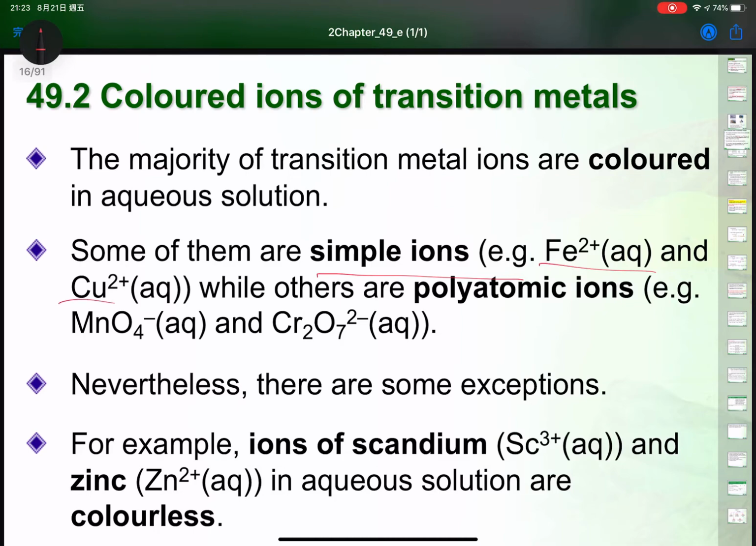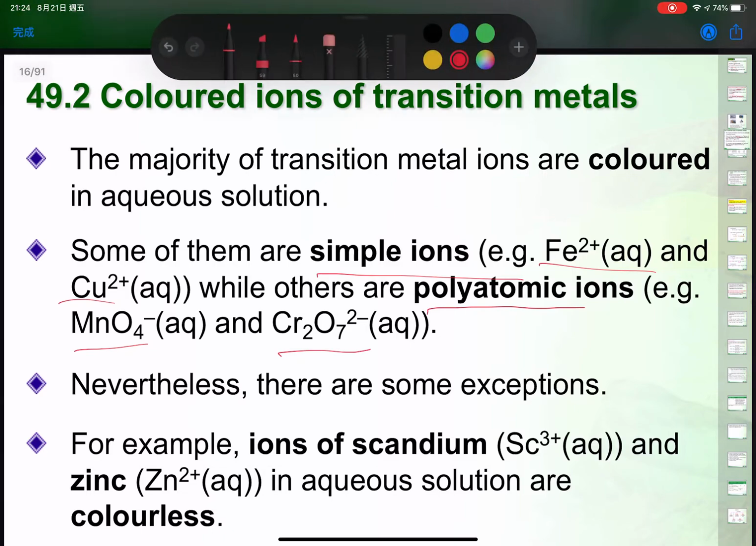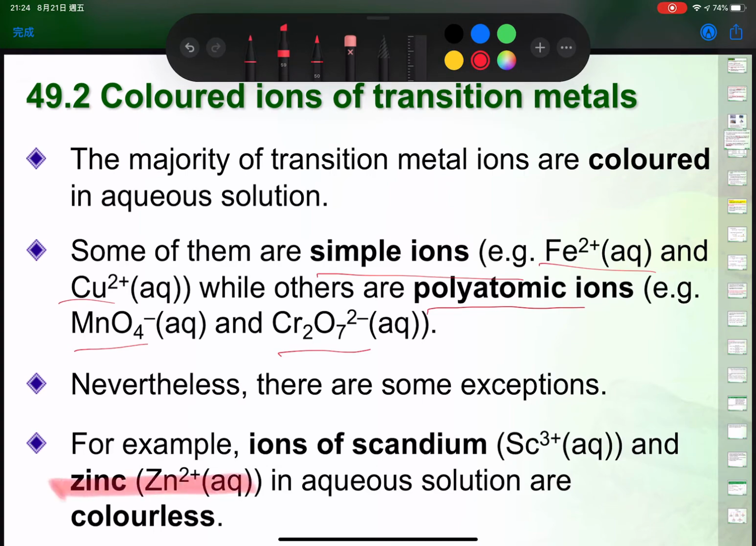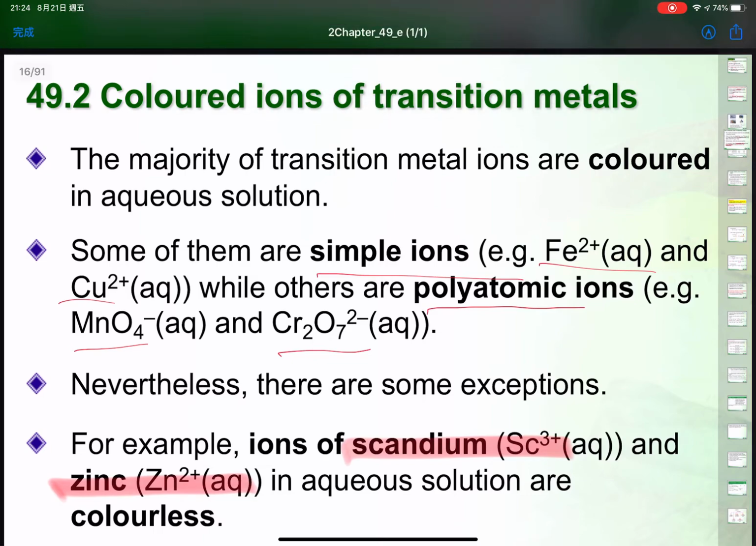We know iron 2 and copper 2, and then we have polyatomic ions. Polyatomic means more than one atom. Like dichromate and manganate, but permanganate is purple, dichromate is orange. Okay, for example, scandium and zinc ions in aqueous solution are colorless. Remember these two, Sc3 plus and Zn2 plus, you need to memorize them. Scandium, Sc3 plus actually is colorless. Now you need to know.